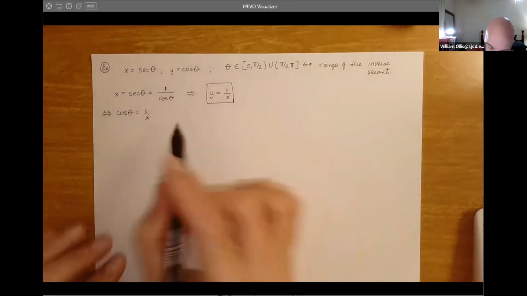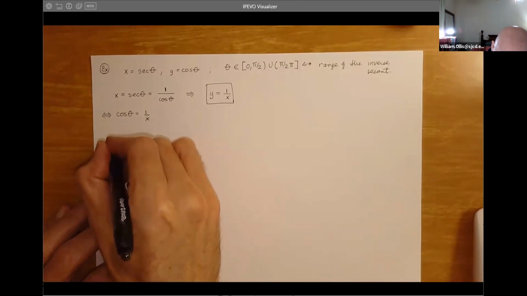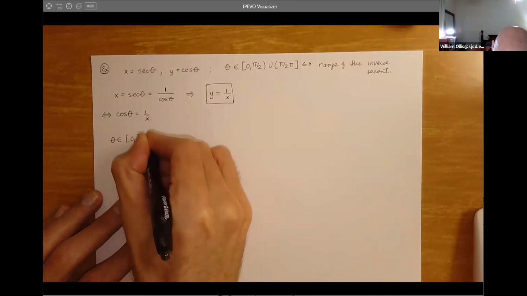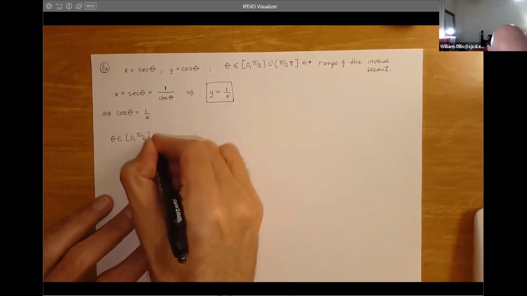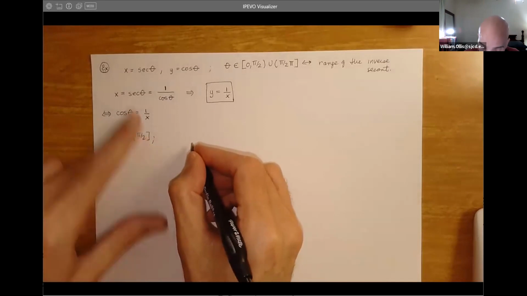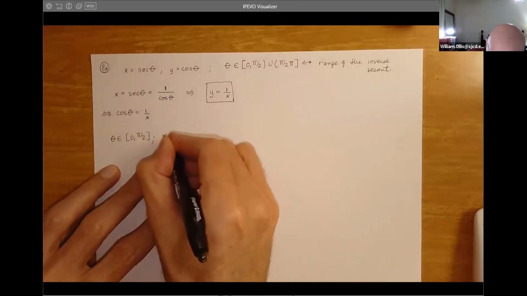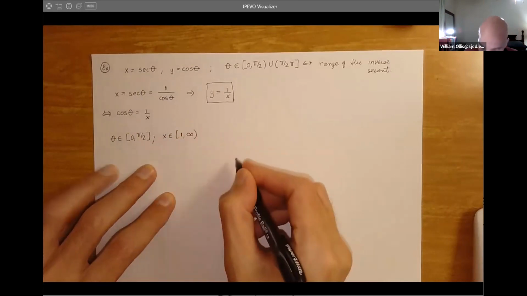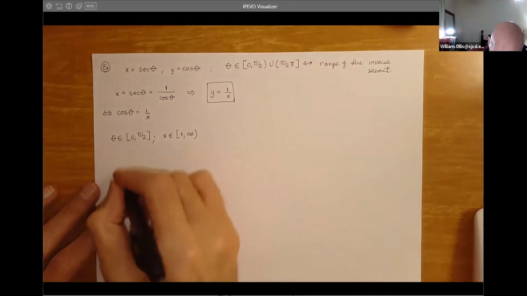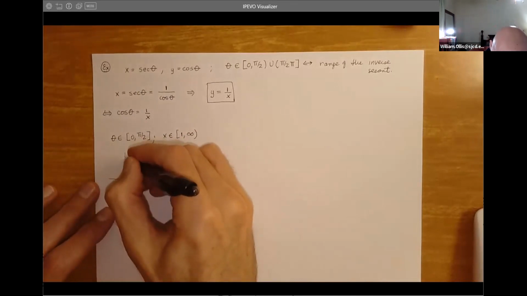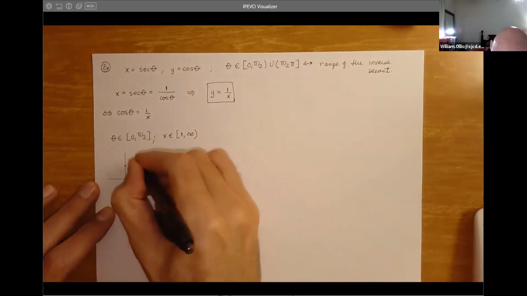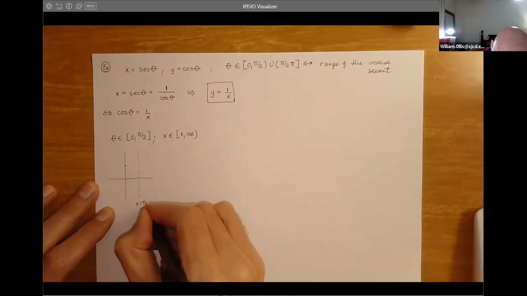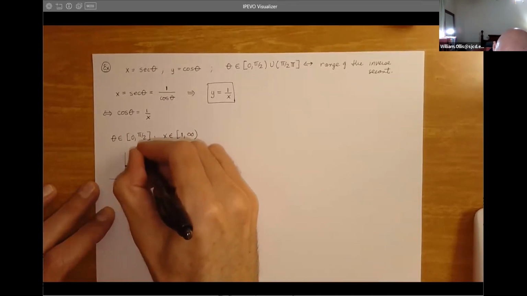So let's look at each of these sections here. So notice if we have theta an element of 0 to pi over 2, this is going to mean what for x? We just think about the curve secant. This says that x lives from 1 to infinity. So that's just where it bows up. Like, when we think of the right here, this part, pi over 2, in the Cartesian, we start at 1 and just extend to infinity.